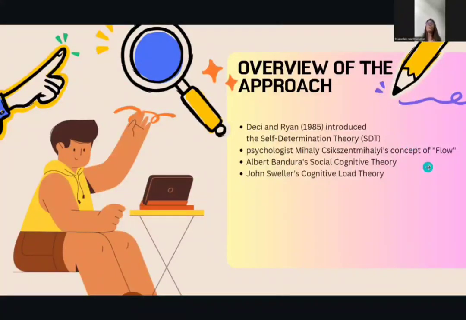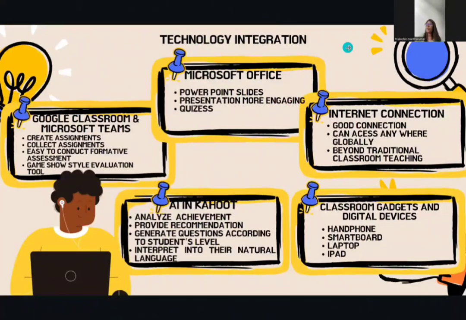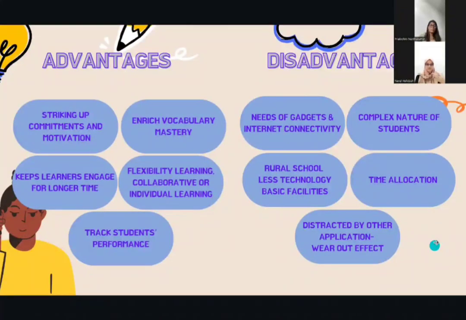Moving on to technology integration, we have a few technologies: Microsoft Office, internet connection, classroom gadgets and digital devices, AI in Kahoot, Google Classroom, and Microsoft Teams. All these features can help students learn their vocabulary better. So thank you. Let me continue the presentation.